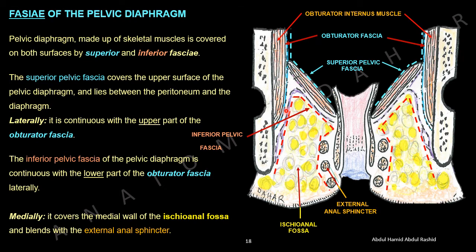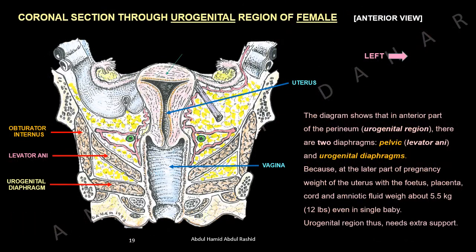Medially, this pelvic fascia covers the medial wall of the ischioanal fossa and blends with the external anal sphincter muscles. Coronal section through urogenital region of female. Urogenital is anterior part of the perineum. Look at the diagram. This is uterus. This is vagina along the midline.